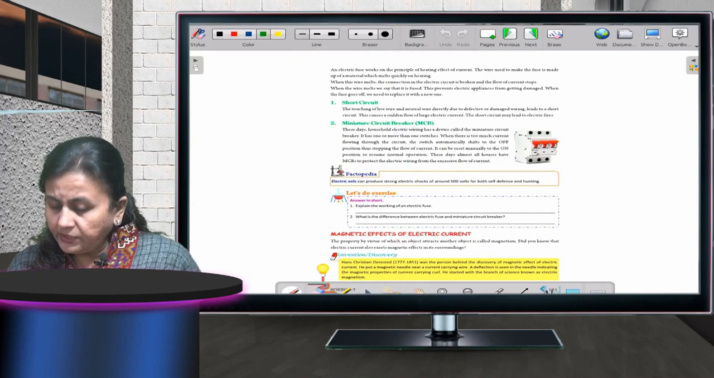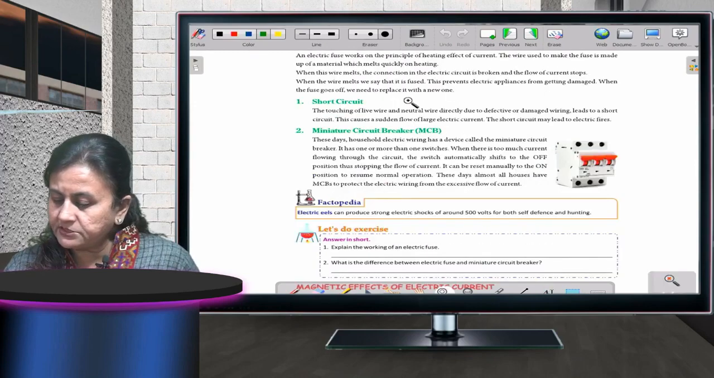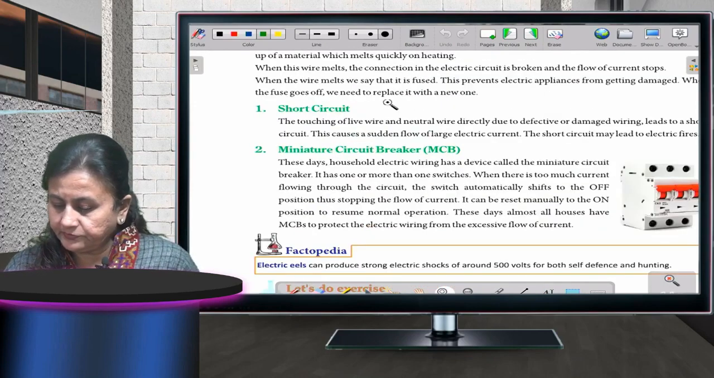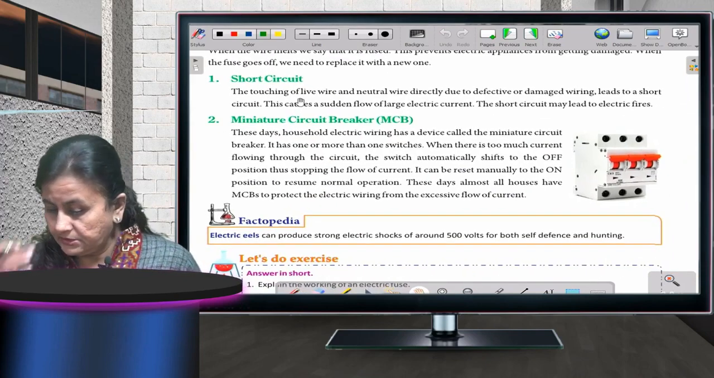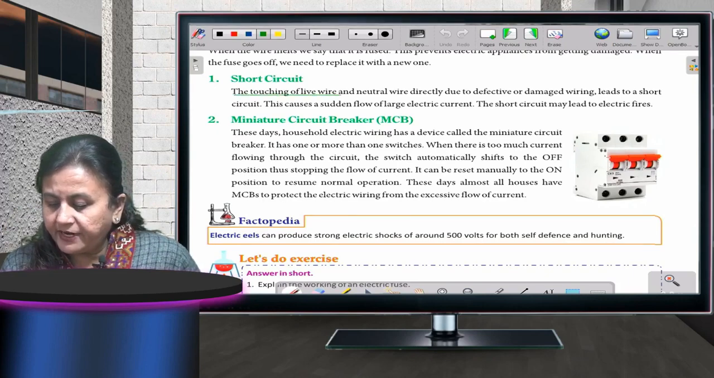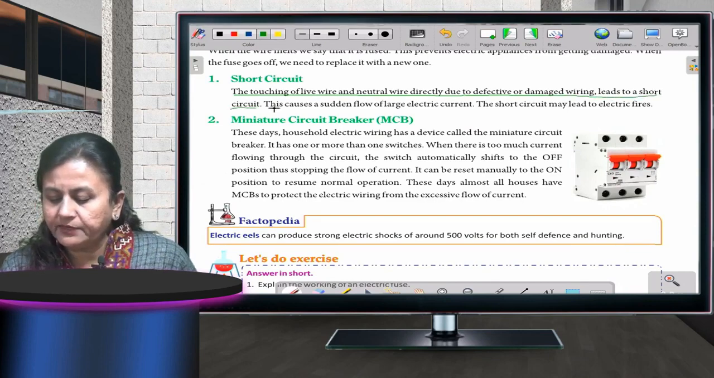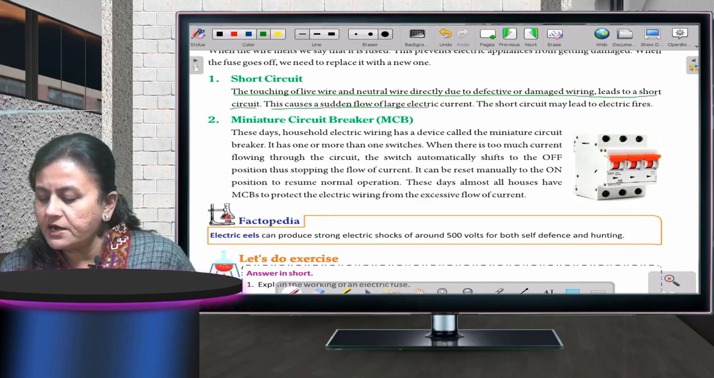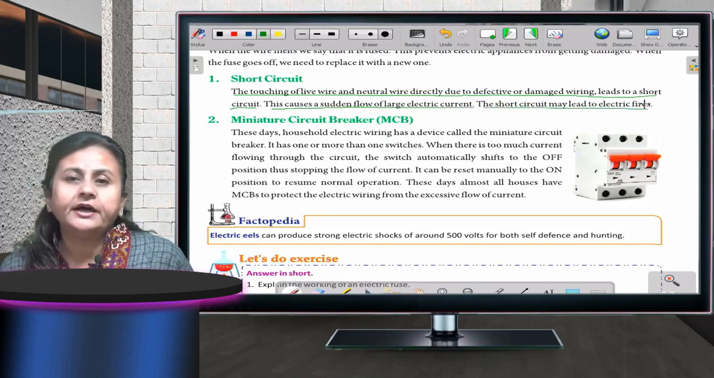Short circuit. What actually is a short circuit? I'll tell you what a short circuit is. Can you all see on your screens now? The touching of live wire and neutral wire directly due to defective or damaged wiring leads to a short circuit. This causes a sudden flow of large electrical current. The short circuit may lead to electrical fires also.